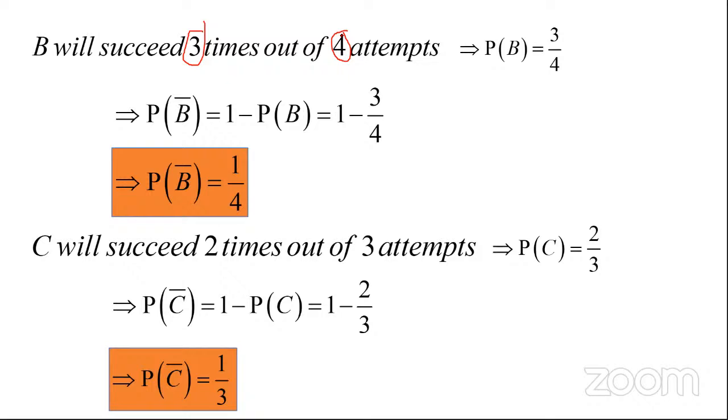And B will succeed 3 times out of 4 attempts. So he will hit 3 times out of 4 attempts, and he will not hit the target 1 time out of 4. And C will be the same: 2 times he will hit out of 3 attempts, so 1 time he will not hit the target. So this is the given.